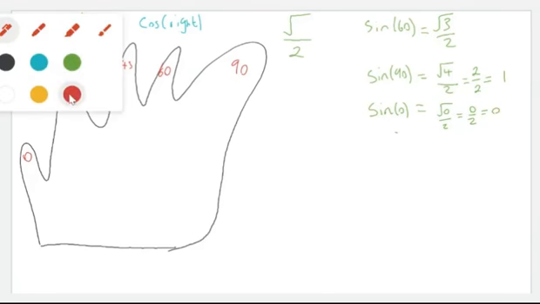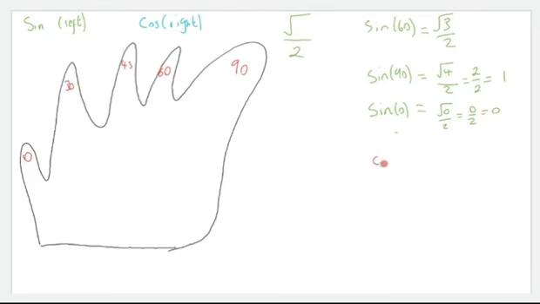If I want to do cos, I look at the number of fingers to the right. So for example, cos of 30, I look at the number of fingers to the right of 30, which is 1, 2, 3. So that's square root of 3 over 2. Cos of 60, the number of fingers to the right of 60 is 1. So that's square root of 1 over 2, which simplifies to 1 over 2 because the square root of 1 is 1, so a half.